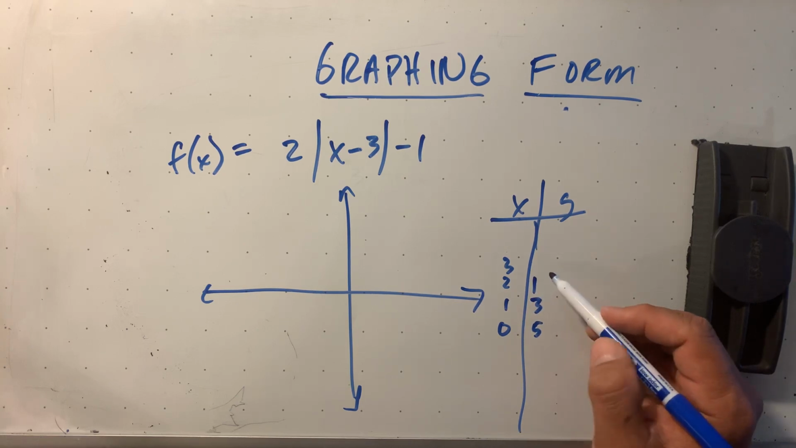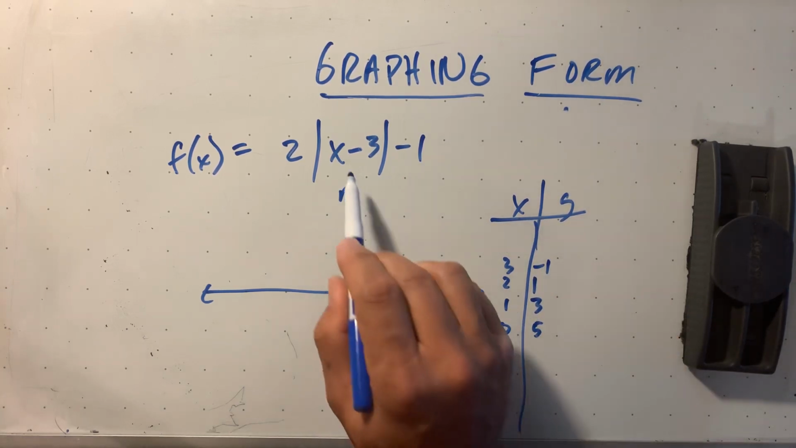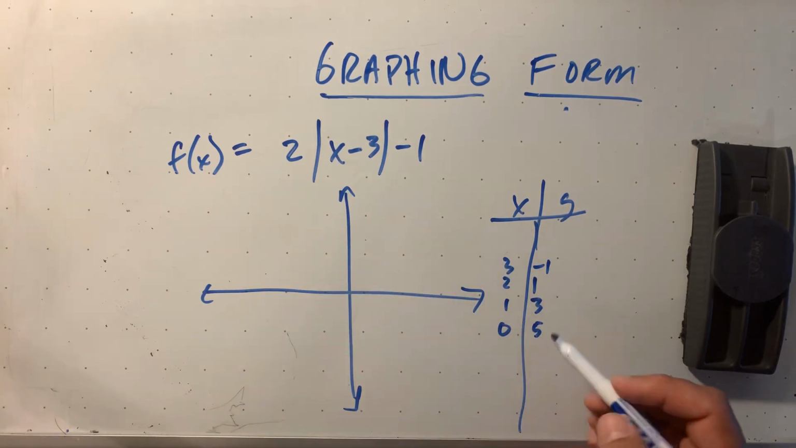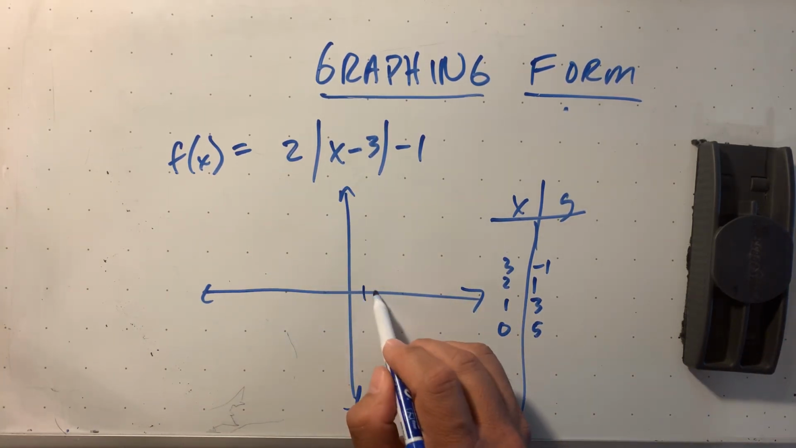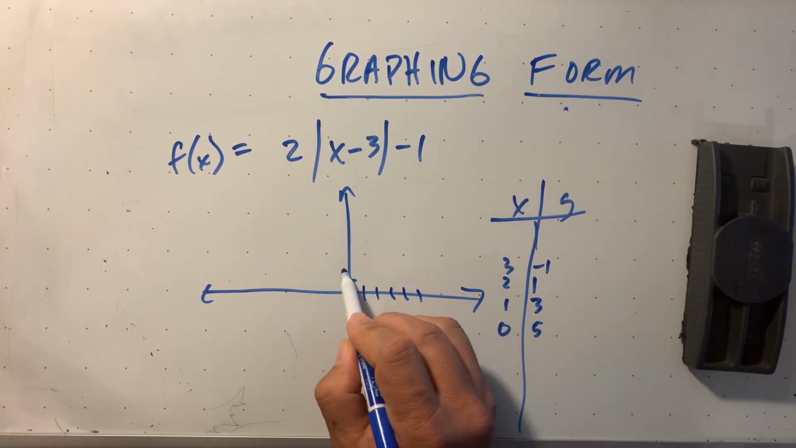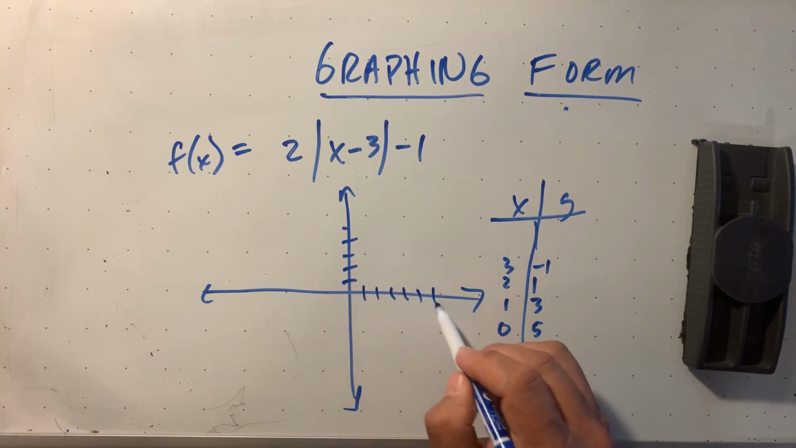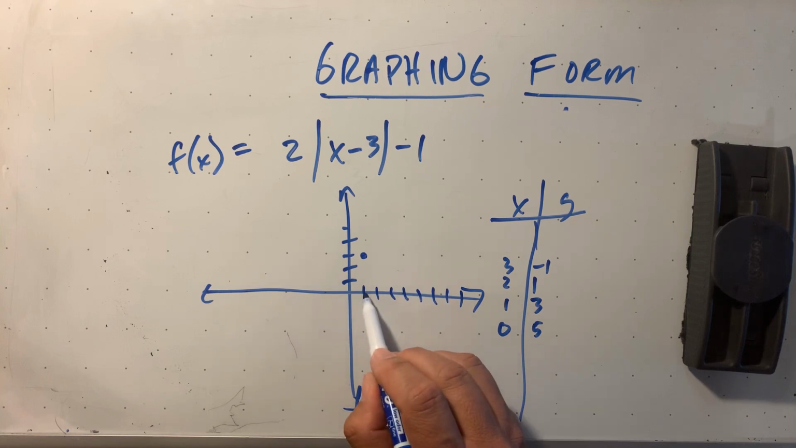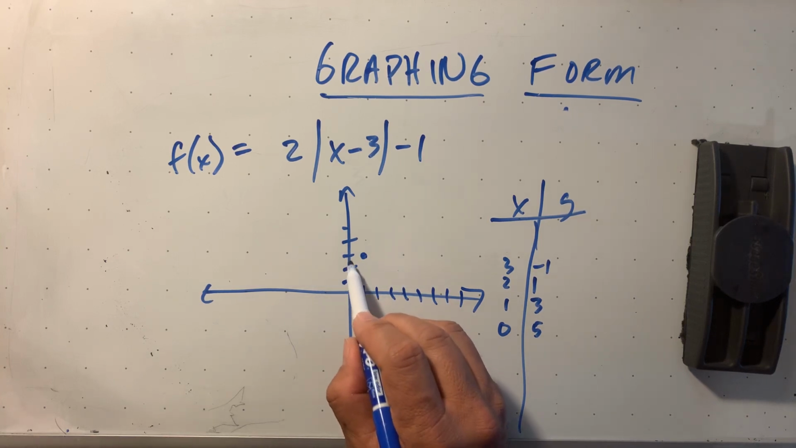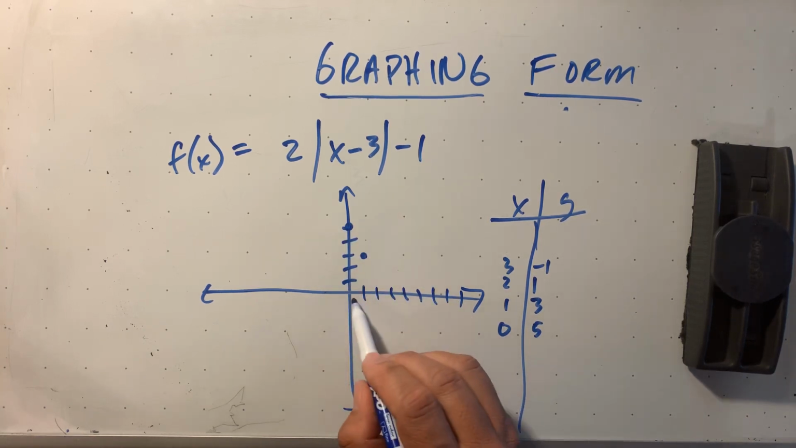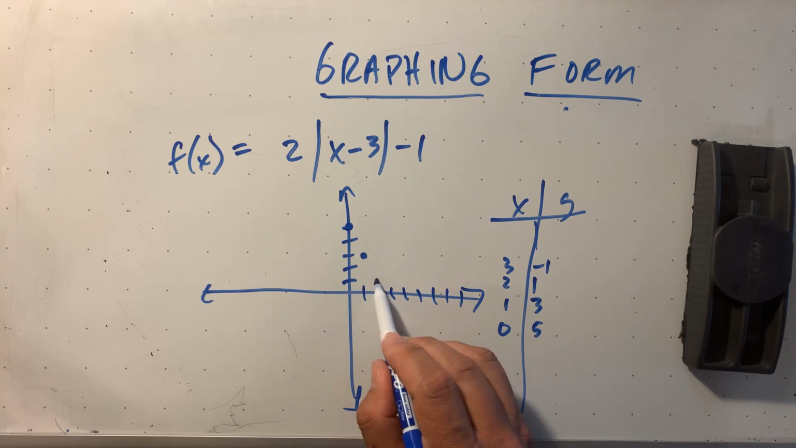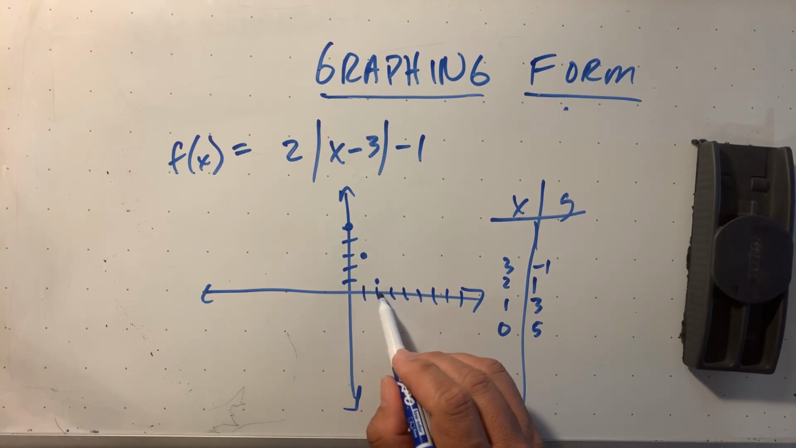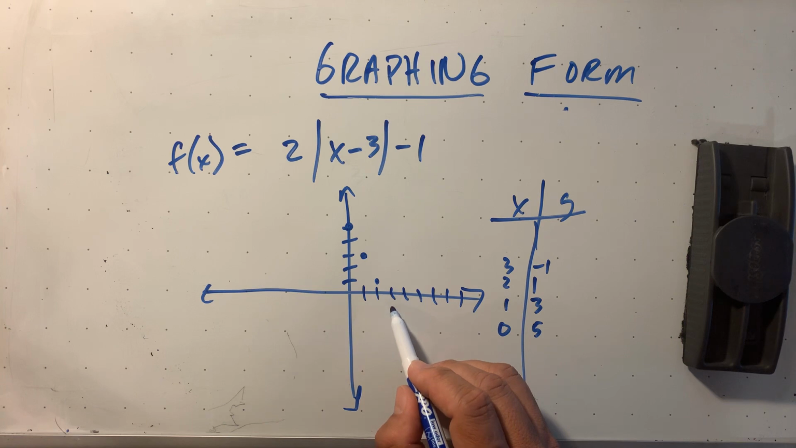If I plug in 1, I'll get -2, absolute value 2. 2 times 2 is 4, minus 1 is 3. Plug in 2, and I get 1. So if you plug in 3, you get 0. That goes away, you get -1. I need some points here. So I got (0, 5), (1, 3), (2, 1), and (3, -1).